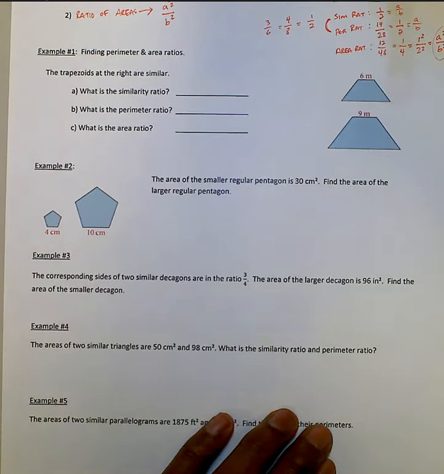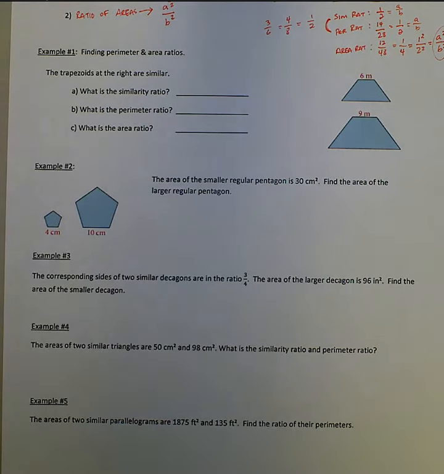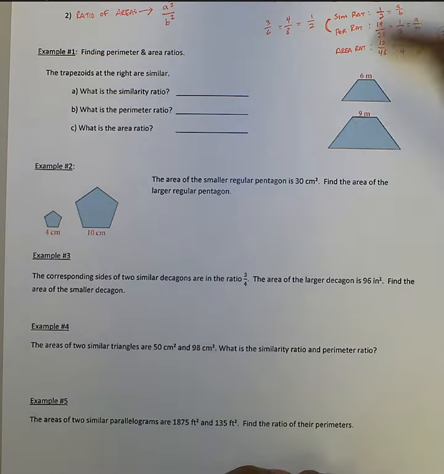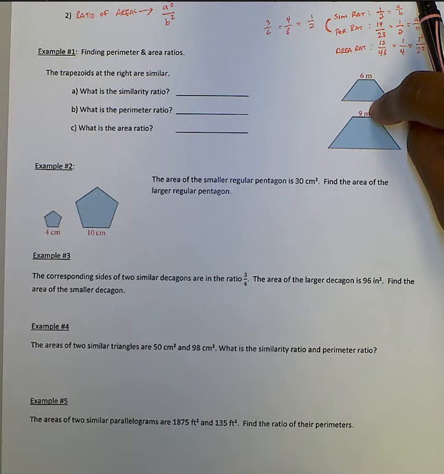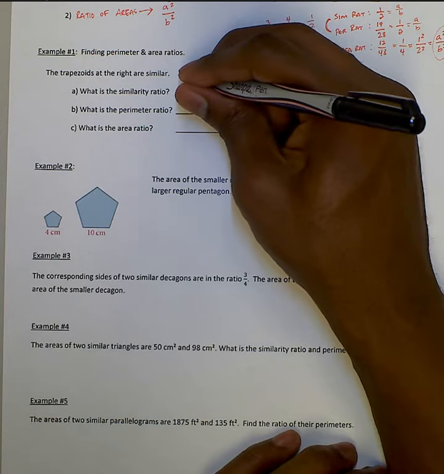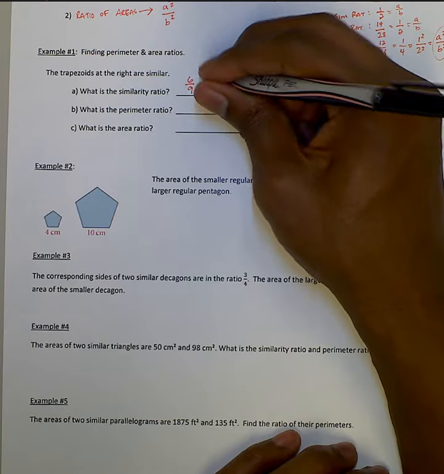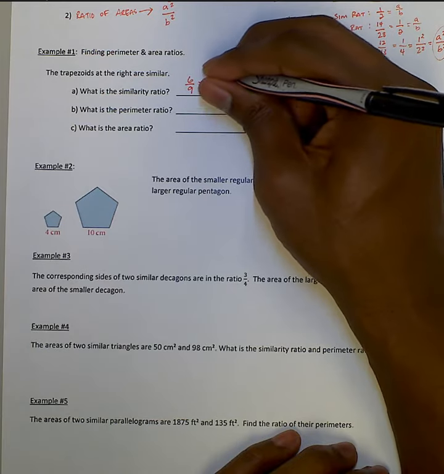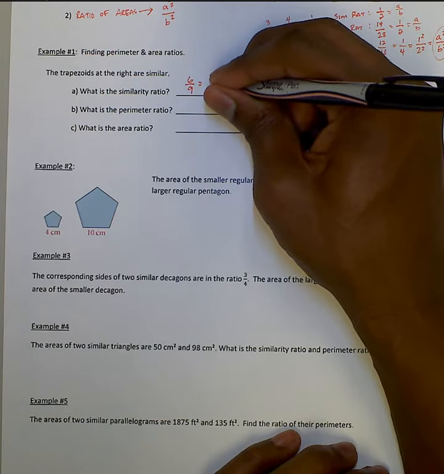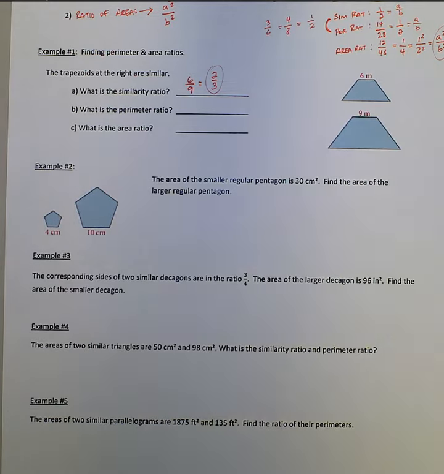Alright, so here we go. Let's go through a few examples. The trapezoids at the right are similar. What is the similarity ratio? We can find it by putting the corresponding sides together in a fraction, so 6 over 9. These two sides correspond, and then simplifying it, 2/3. Their similarity ratio is 2 to 3, or 2/3.